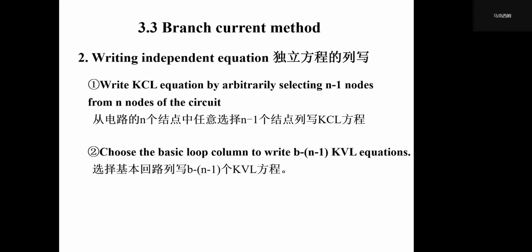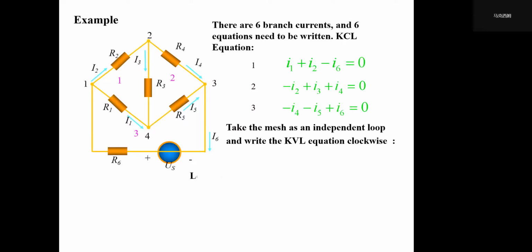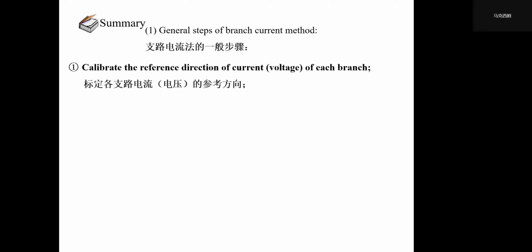So we also know that we can pick any n minus 1 nodes to list the KCL equations for a circuit that has n nodes. And we can pick b minus n plus 1 KVL equations from the basic loops. So this is what we have learned from last week's study, and we have some examples. So we're not going to go over it all over again.